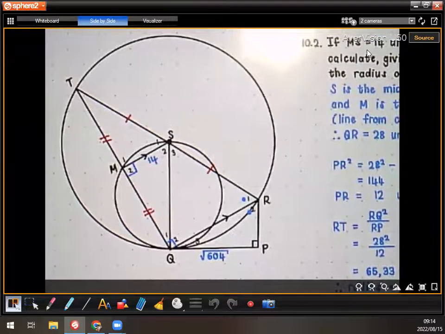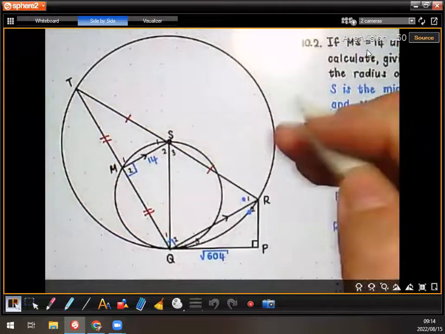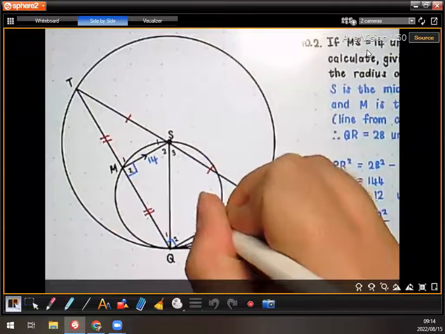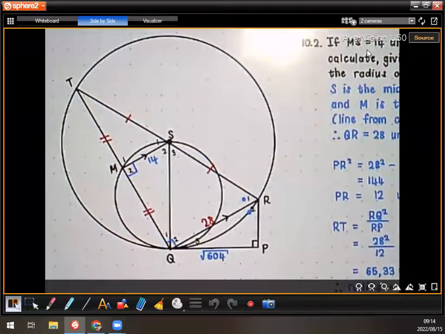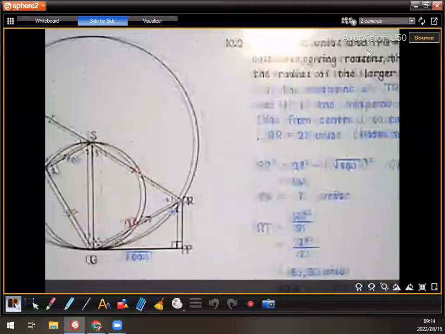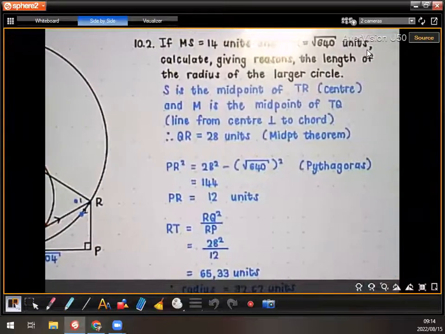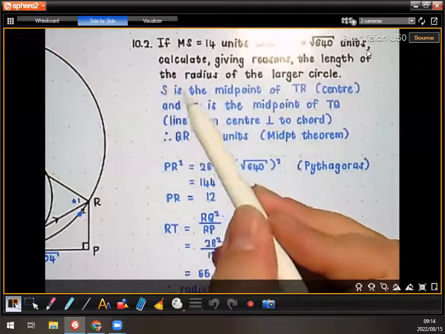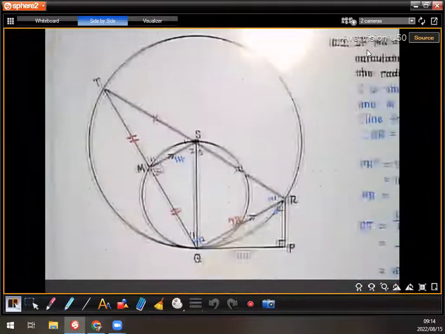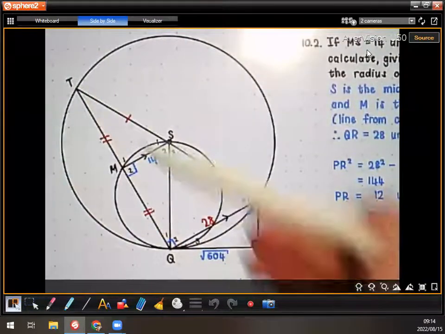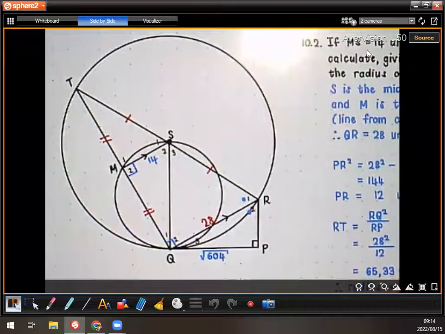Okay, guys, so from that, if that is 14, that one is going to be 28, and the reason is just midpoint theorem. You run it right, it's just midpoint theorem, that's what you need to write. You will lose marks, yeah. So instead of writing S is the midpoint of TR, you could have written TS equals SR and TM equals MQ, but in words like that.